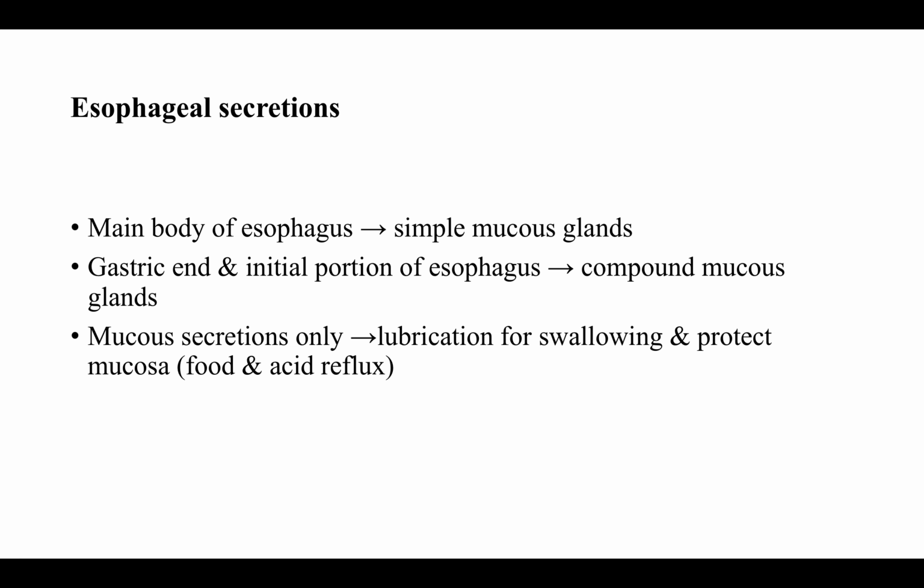Now, a few words about the esophageal secretions. The esophageal secretions are minimal. They are important only for the lubrication and passage of food from the upper gastrointestinal system to the stomach, and it's mainly mucus. There are different kinds of glands in the main body of the esophagus. We have simple mucus glands, while in the gastric and initial portion of the esophagus there are compound mucus glands. As I said, it's for lubrication and protection of the mucosa from food and acid reflux.